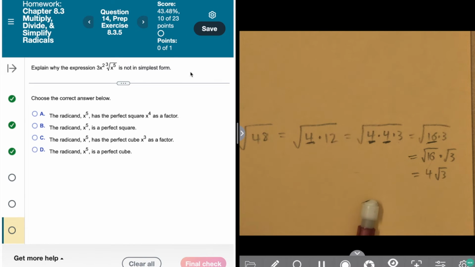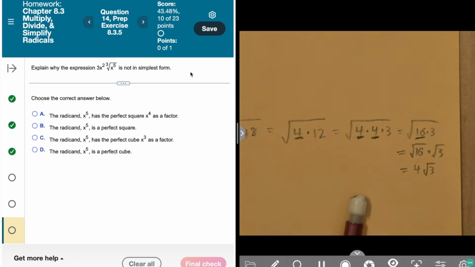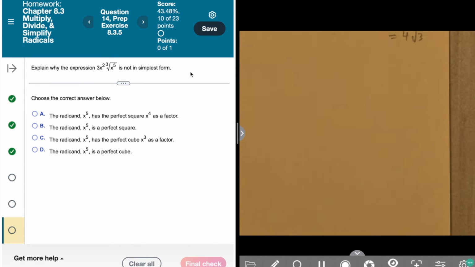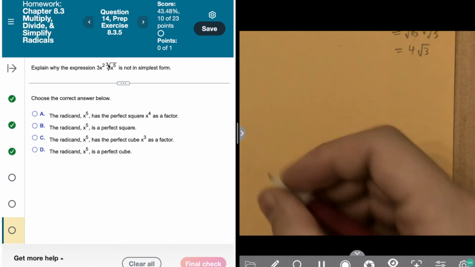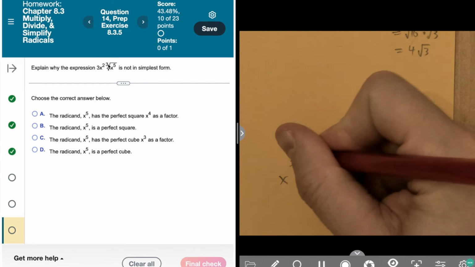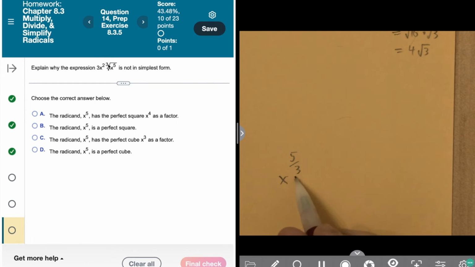let's see here. So now we're going to explain why this isn't in simplest form, and it's actually kind of the same idea. We're going to dive into a new-ish topic here, and that is that we're trying to third root something. So we're trying to third root something, but the exponent is 5. Or in other words, we have an improper fraction.